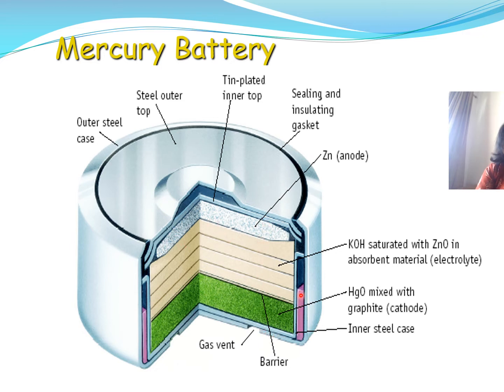Okay, so what is the cathode here? Cathode is mercury oxide with graphite. What is the anode? Zinc. And which is the electrolyte here? KOH saturated with zinc oxide in the absorbent material is the electrolyte. So these are the different components which the cell is made up of. Then on the outer side you have a tin plated inner top, then steel covering, outer steel case. Okay, so this is the mercury battery.